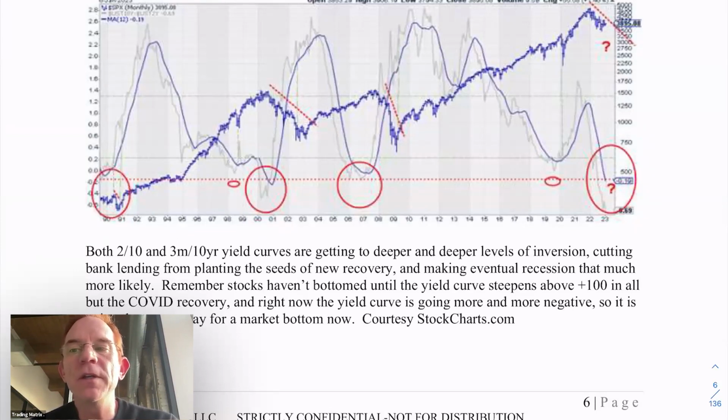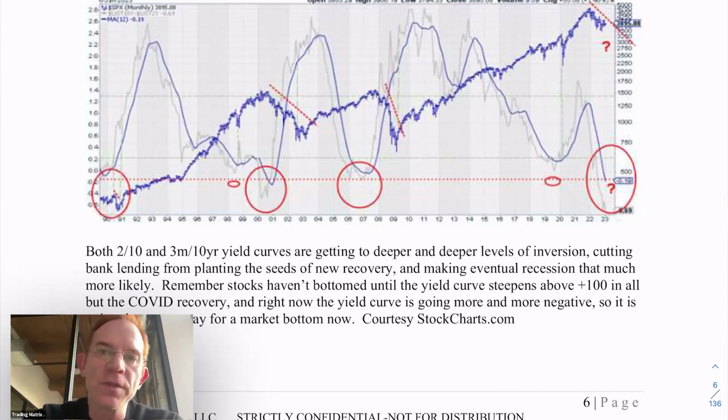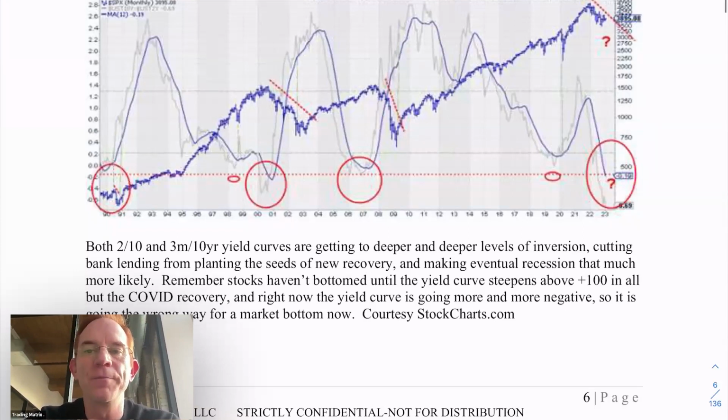Typically, stocks don't bottom until the yield curve steepens above 100 basis points. That means the 10-year note has got to go 1% over the 2-year note to basically indicate that stocks will bottom. Well, the yield curve is actually going the opposite way. It's getting steeper. The steeper it gets, the more likely we're going to have a recession. The steeper it gets, the more likely the stock market is going to break.